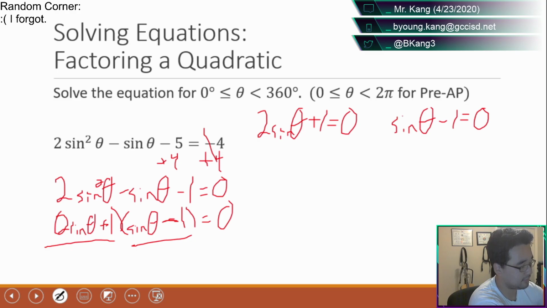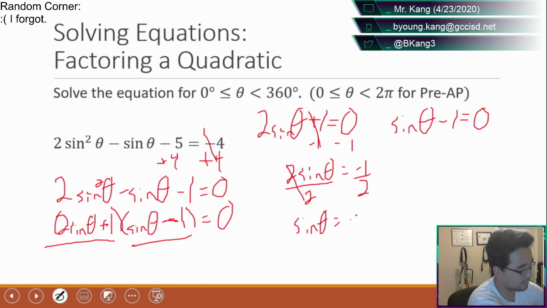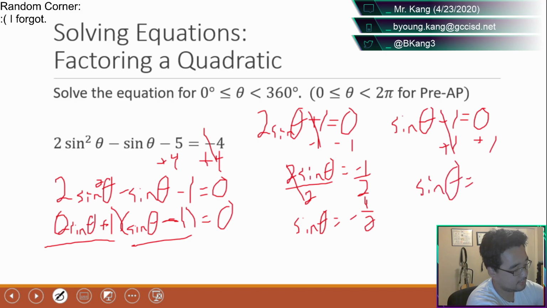So here, I'm going to subtract the 1 and divide by the 2. Let's go ahead and write everything. Divide by the 2. Oh, not negative 2, 2. Alright, so sine theta equals negative 1/2. And then here I'm going to add the 1, and that's it. So sine equals 1. Notice how they're both sine, so I'm going to be using the same column for both of these solutions.